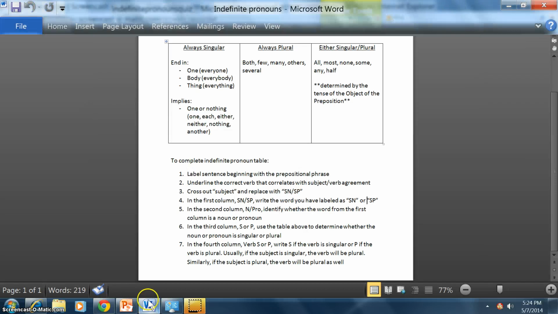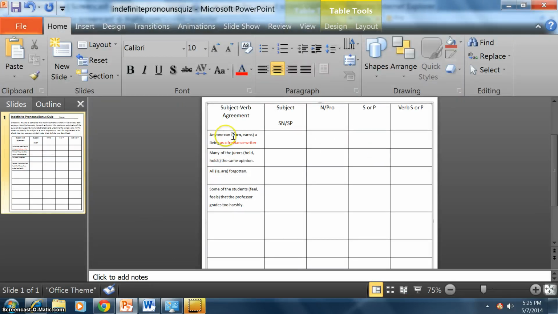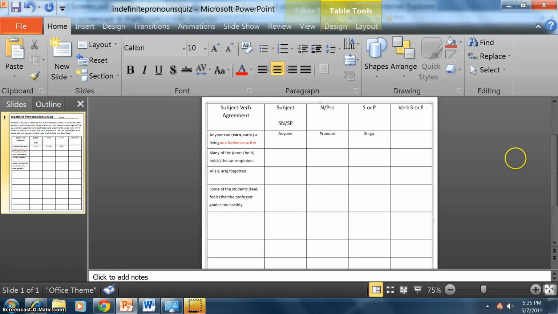I don't see can or living or anything like that, but I do see over here where it has the word one. It ends in one, like anyone. That tells me that this is my indefinite pronoun and that it is always going to be singular. So I need to identify that the word anyone, in this section, is a pronoun according to my chart. It is also singular according to my chart. And the verb itself is singular, because these always have to match.